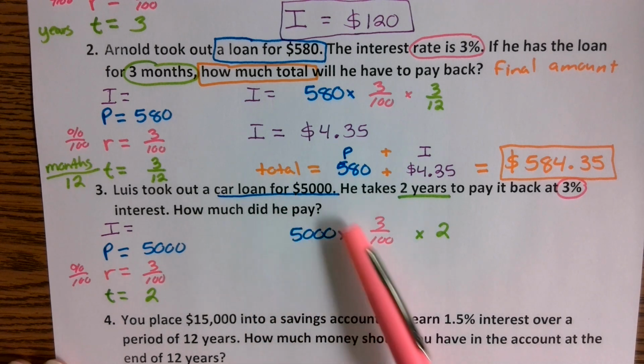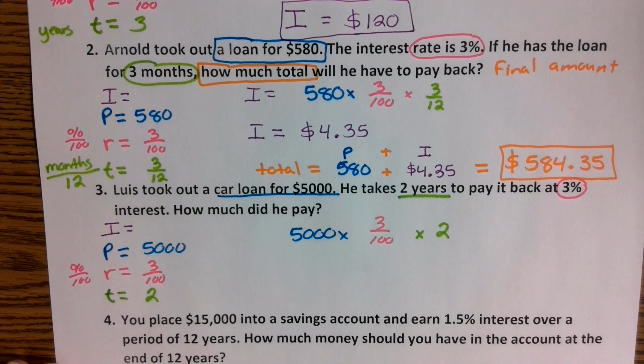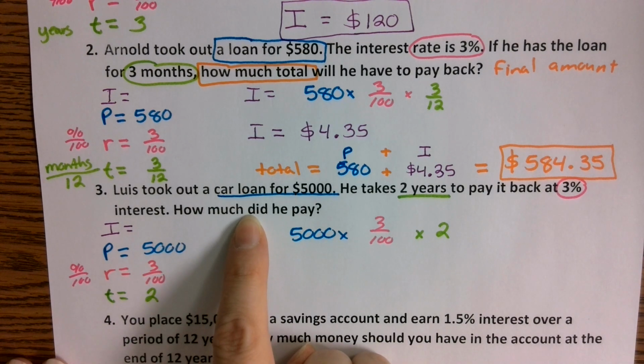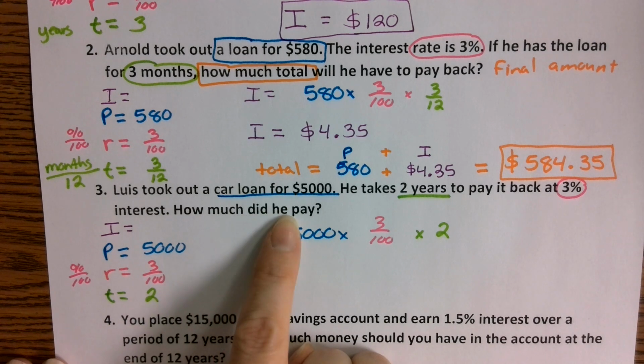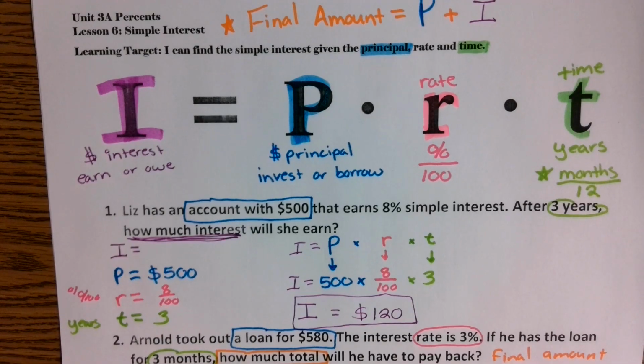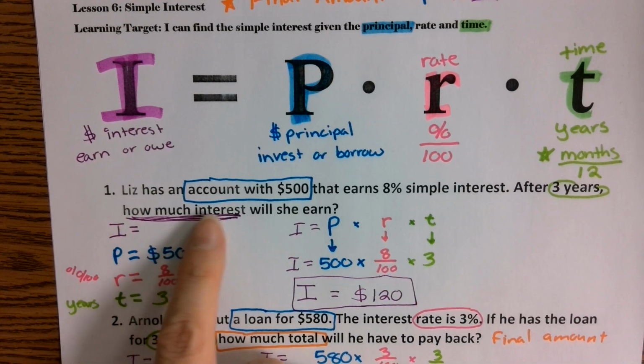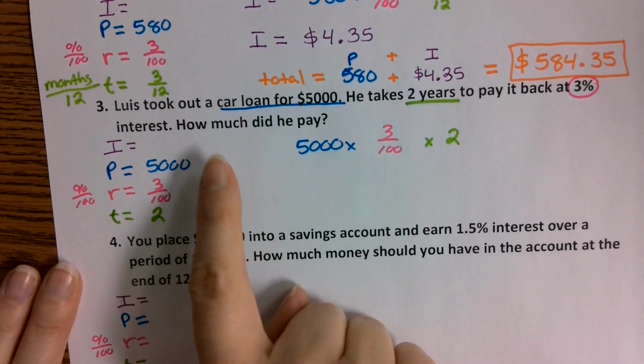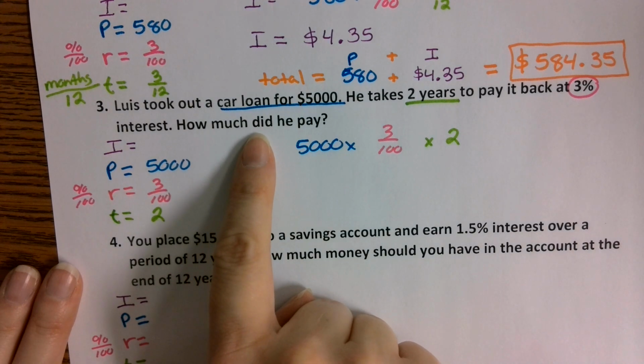We want to know how much did he pay back? Is that interest or is that total? Does it say how much interest did he pay back? No. Do you see the word interest in the question? No. This is not asking for the interest. It's asking for the total. Remember, I told you, if it wants to know the interest, it will explicitly say how much interest. It says how much did he pay back.